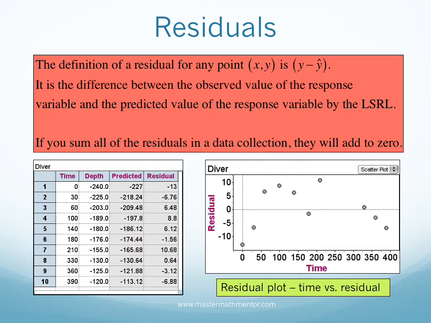A residual plot is shown. It plots time versus the residual. Points below the x-axis are points where the observed value is below the predicted value, and points above the x-axis are points where the observed value is above the predicted value. At time t equals 330, the residual is close to 0, meaning that the observed value and predicted value are just about the same. Most graphing calculators with statistical abilities have a list of residuals that is automatically created when least squares regression is performed.